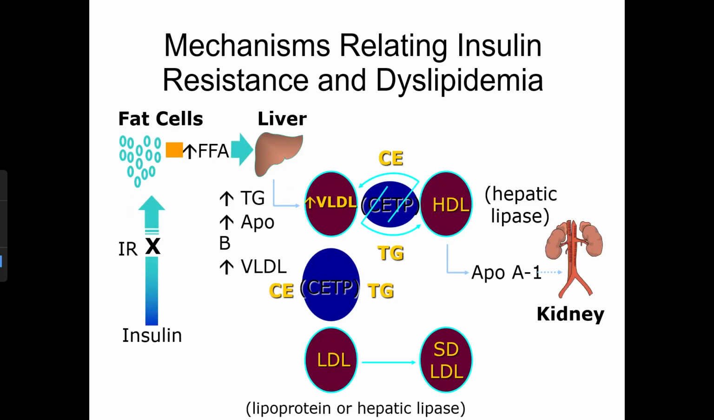But when something goes wrong, you're going to have excess triglycerides. If there's insulin resistance, you're going to have increased fatty acids, which is going to lead to increased VLDL, and that's going to impact the production of HDL. So now you're going to produce LDL instead. LDL is then going to cause issues.